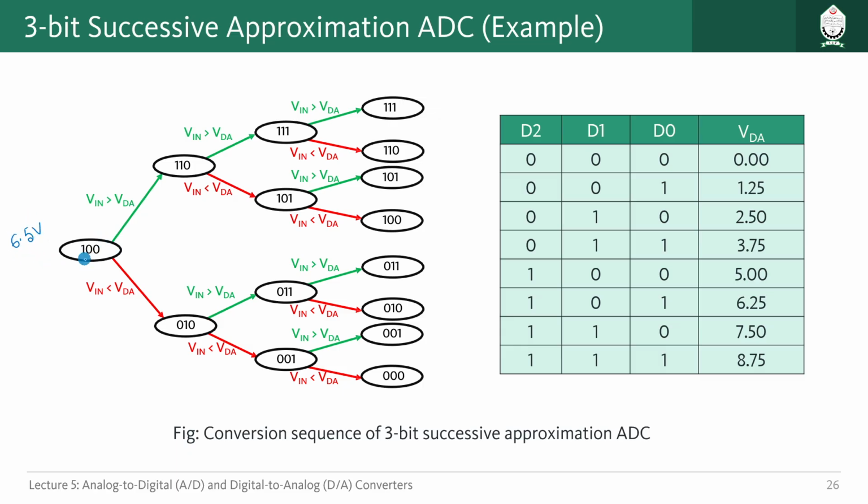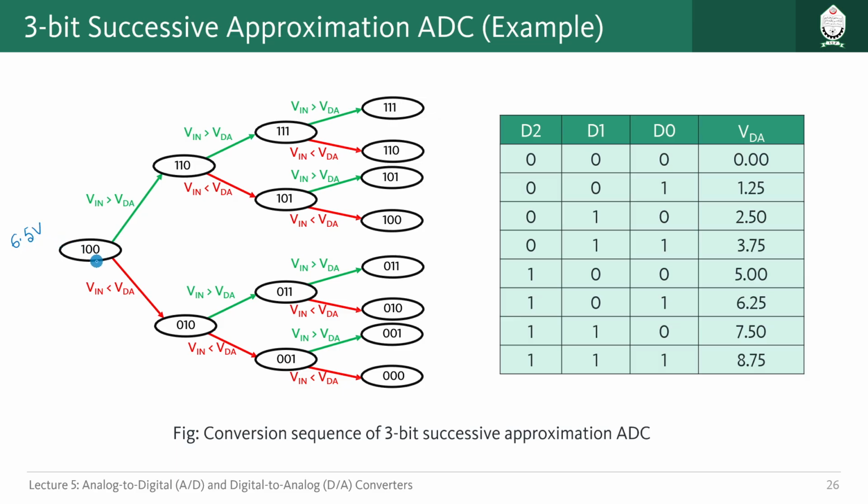This value will be guessed by the SAR, the successive approximation register, and sent to our DAC. The DAC will convert that value into its analog value, and this is the table that shows the corresponding analog value from the DAC. For 100, the corresponding analog value is 5 volt, right? So if 5 volt is coming from there, we evaluate our guess, which is 5 volt. Obviously 6.5 volt is higher than 5 volt.